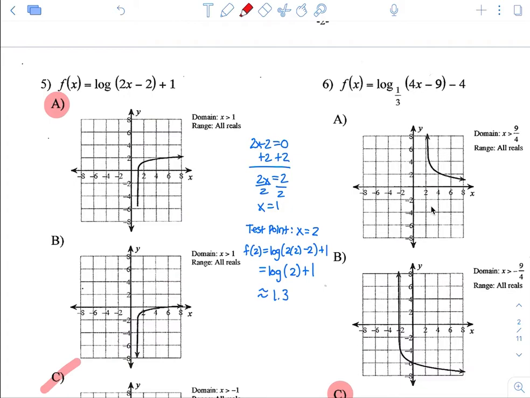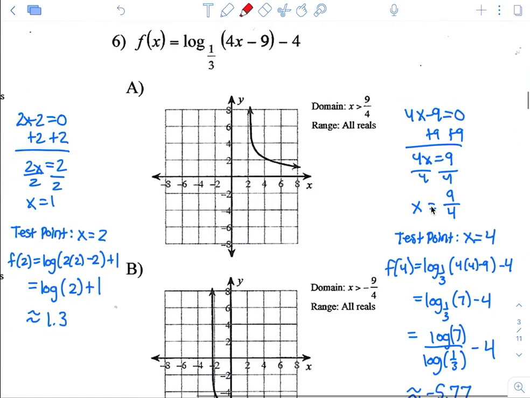Gotta test a point at x is equal to 2, so plug in 2 to the original and then solve. So we get this. 2 times 2 is 4. 4 minus 2 in the parentheses will just be 2, so we just have that. So plug in log base 2 plus 1, and you're going to get around 1.3. So which graph has 2 comma 1.3? Looks to be right there. This one looks to be a negative 0.5 or something, which is not 1.3.